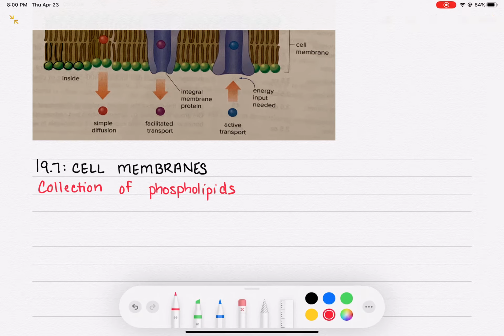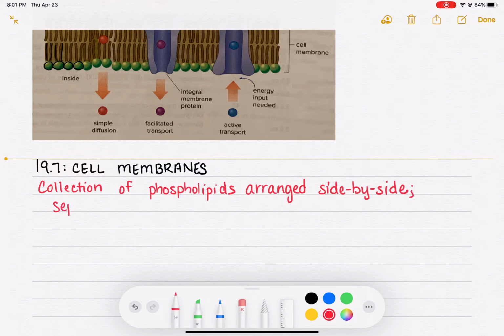So we've got a collection of phospholipids that are arranged side by side. The purpose of the cell membrane is to separate the contents, or the inside of the cell, from the exterior. So they hold everything inside the cell.